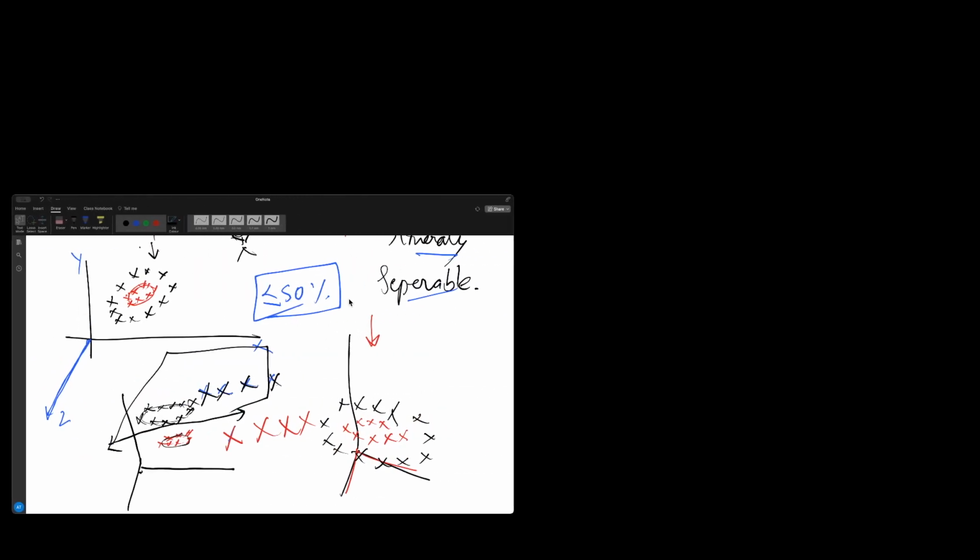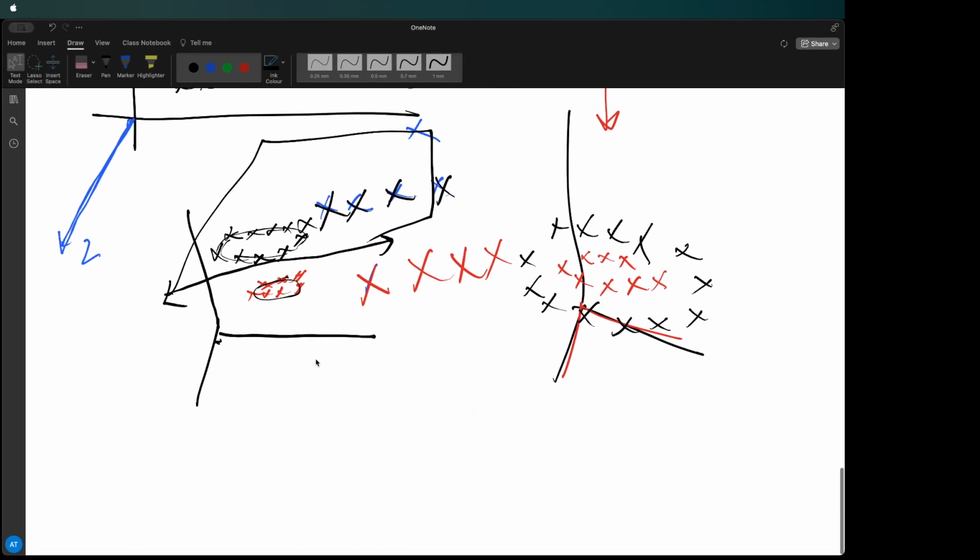Did you guys understand SVM? Okay, better. So there is something known as kernel. I'm not talking about the mathematics; we're going theoretical, because the mathematics can be a little confusing.